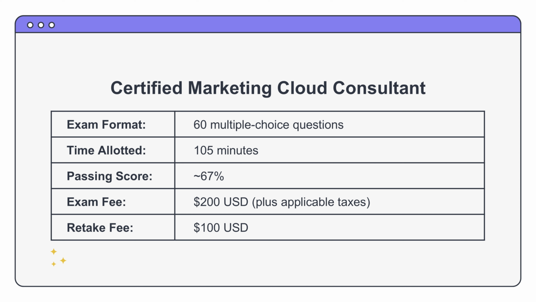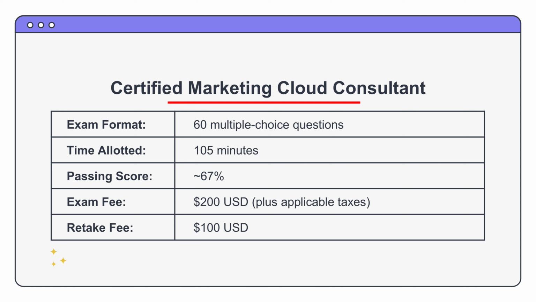This is like a crash course, a deep dive, if you will, into some of the essential concepts that are at the core of Marketing Cloud. We're focusing on the kind of things you really need to know, especially if you're thinking about going for that Certified Marketing Cloud Consultant exam. But even if you're not planning on taking the exam, this is still going to be super valuable for you.